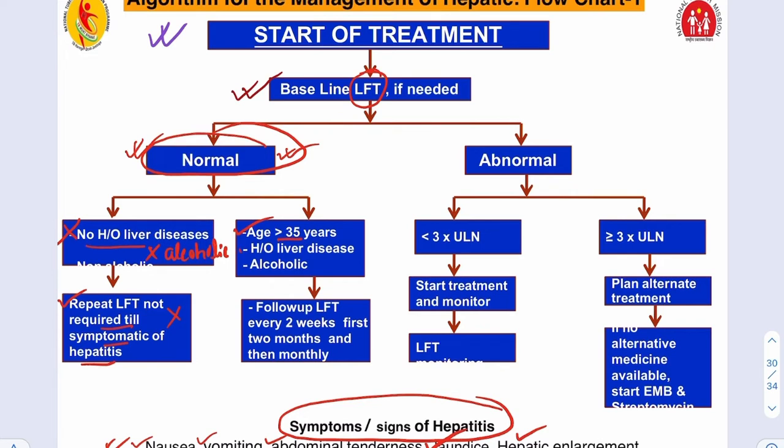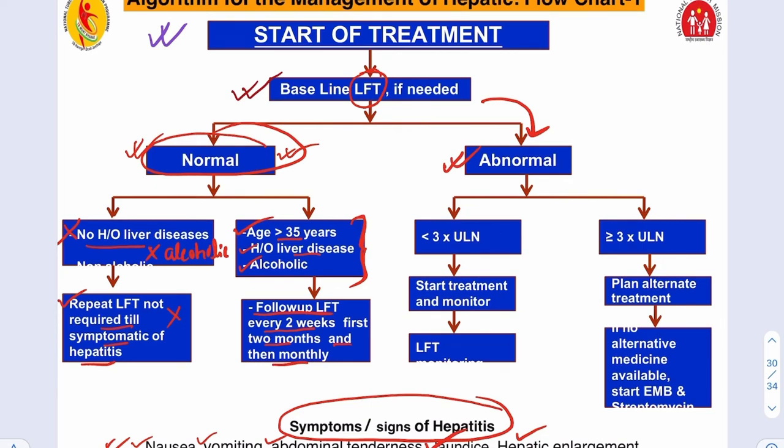Now, if the LFT is normal at baseline, but the patient's age is more than 35 years, or the patient has a history of liver disease, or the patient is alcoholic, in these situations, we need to follow up with liver function test every 2 weeks for the first 2 months and then monthly. So this is important. If the patient has these conditions, then we need to monitor the LFT every 2 weeks for the first 2 months and then monthly.